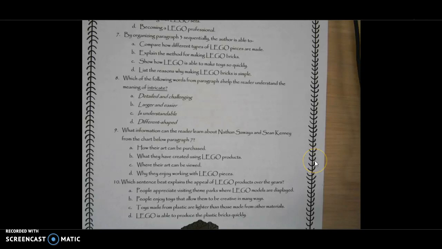Please make sure that you have showed all of your strategies for every single question on this test. When you are ready, you may turn it in with your name on it.